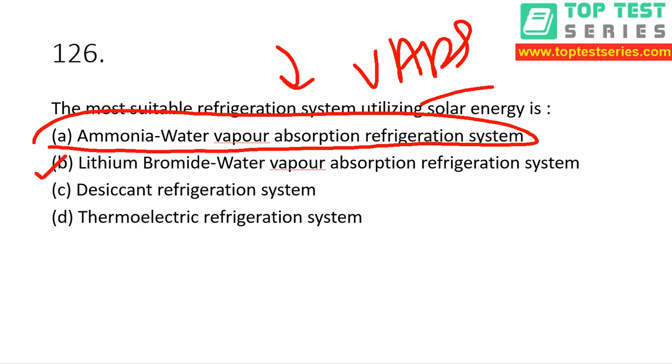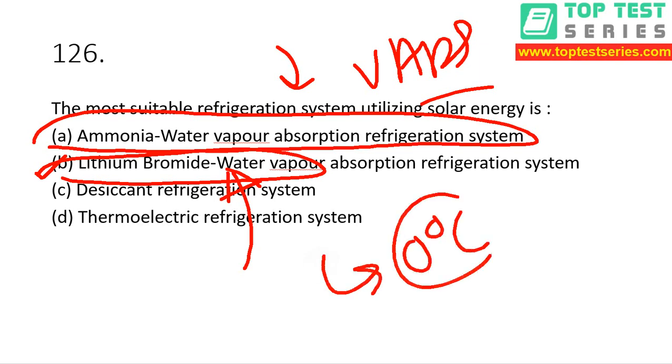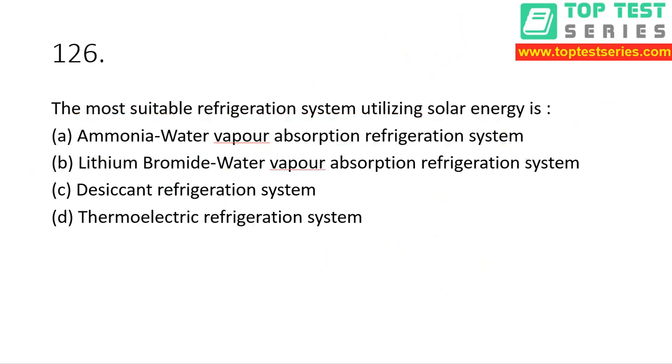Now option B also we can use, but why can we not use it properly, or why is it not most suitable? Because here, my dear, lithium bromide is the absorbent and water is the refrigerant. So whenever the temperature is close to 0 degrees centigrade, the refrigerant will freeze, so it will not move, it will not circulate, right? So if the refrigerant will not circulate, how could it be possible that it will work, right? That is why option A is the correct answer for this question.